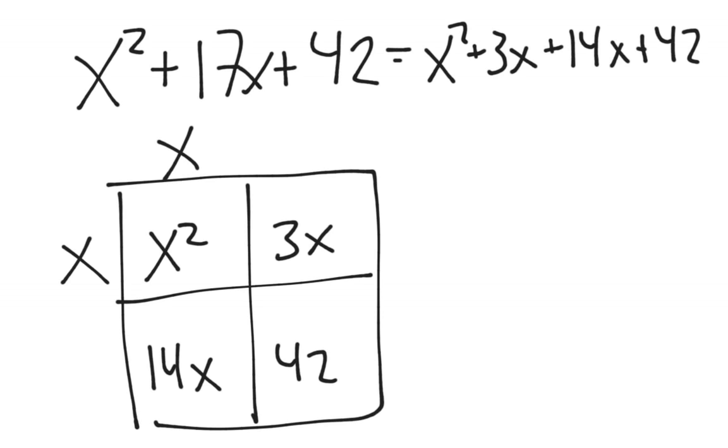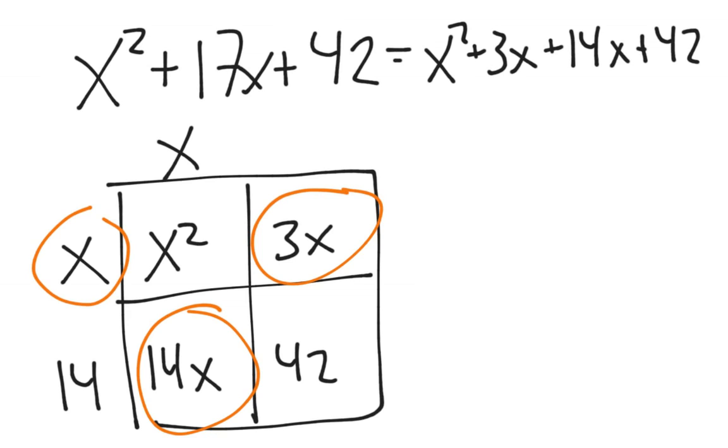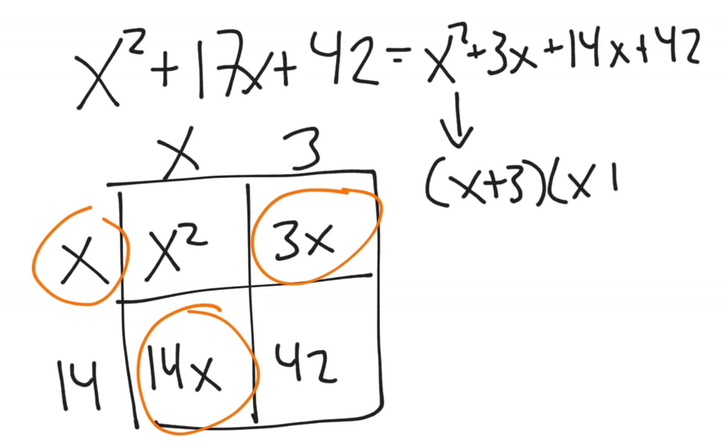If this top is x, and I get a 14x in this box, well, the only way to multiply x to get 14x is by multiplying it by 14. I see the 3x here on the side and the x over on the far left, and the only way to multiply x to get 3x is to multiply x by 3. So that means my polynomial factors into x plus 3 times x plus 14. And that's my final answer.